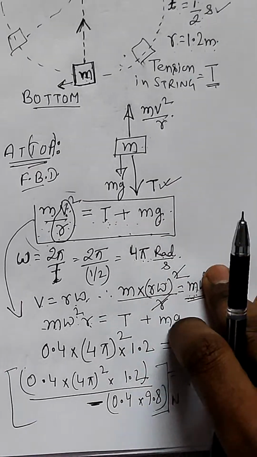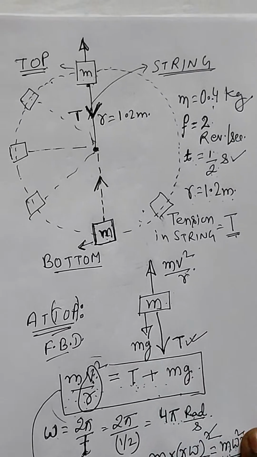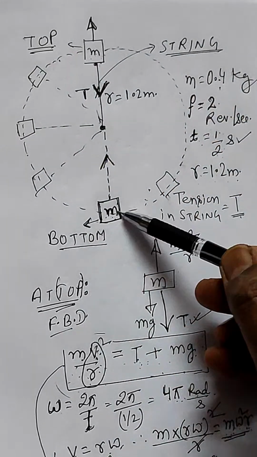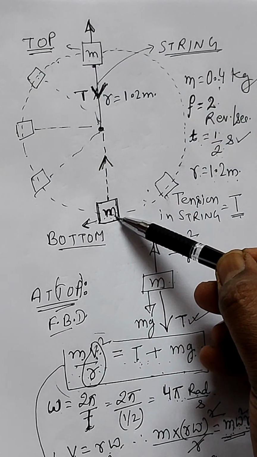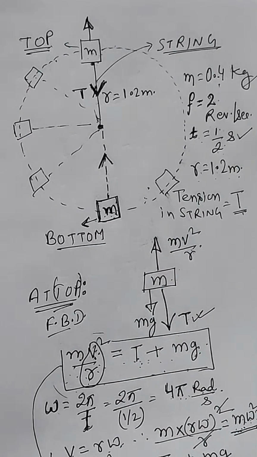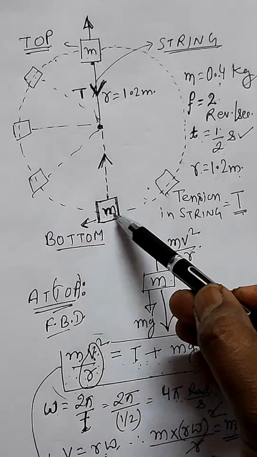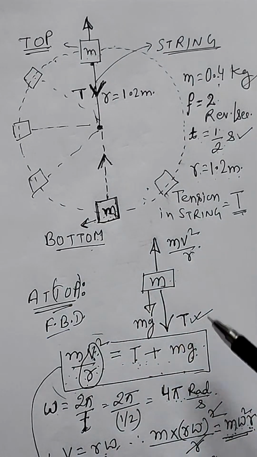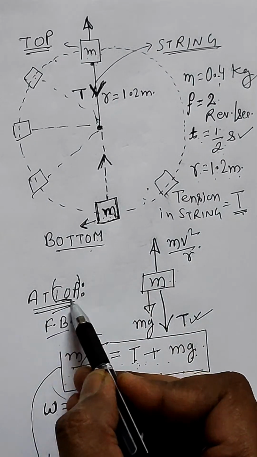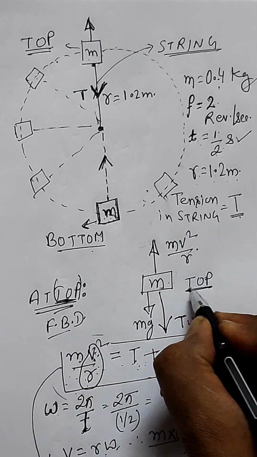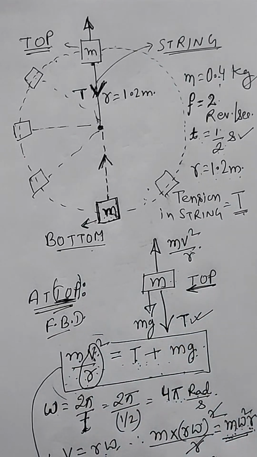Now in this question, the second part is that during the rotation, when the body reaches the bottom level at this point, what will be the tension in the string? So let us see. When the body reaches the bottom position, we again draw the free body diagram at the bottom position, as we did for the top position. This is the top position.